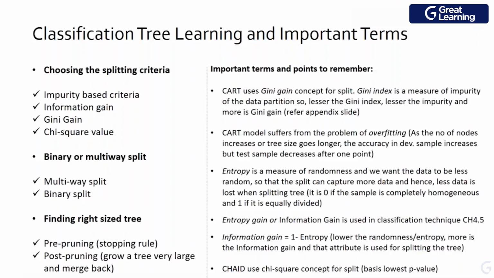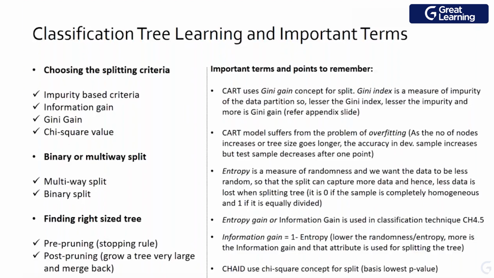Next thing you have to see is whether it's a binary split, which is a 0-1 sort of split, or it's a multi-way split. Multi-way split as in it has more than two categories for a split. And then you have to see what is a right-sized tree.